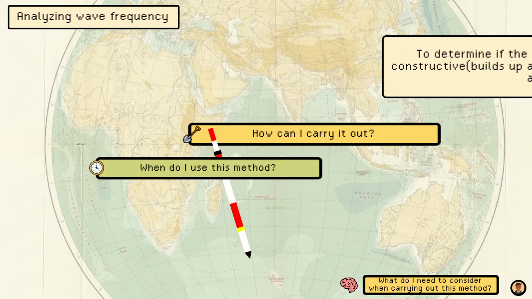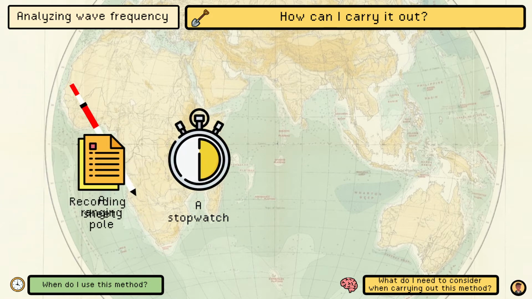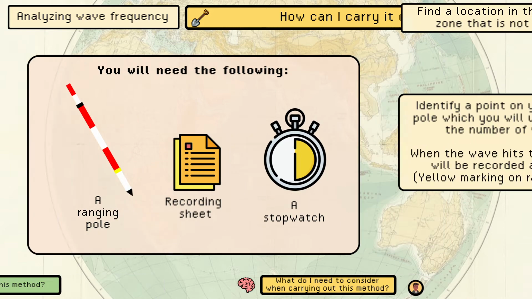Now the second question that we will be tackling is, how can I carry it out? You will firstly need to know what you need to have before you can carry out this method. You need three things, very simple. You need a ranging pole, one ranging pole. You need a recording sheet to collect your data. And thirdly, you need a stopwatch.